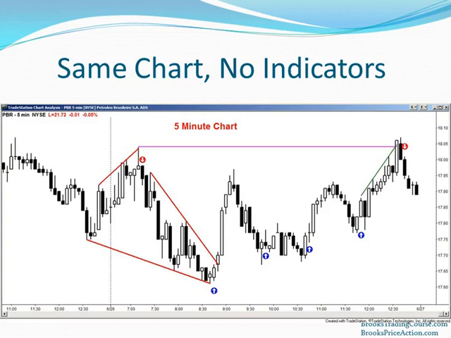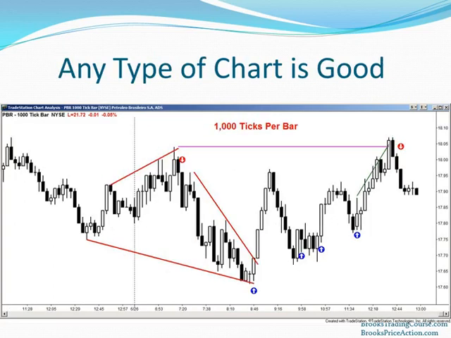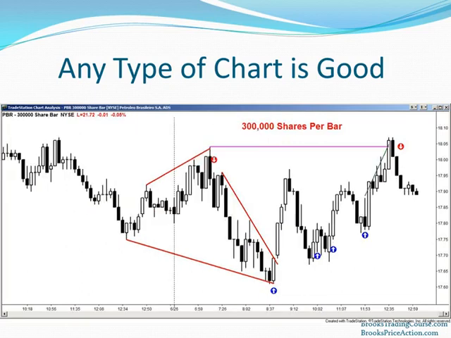And you don't have to look at the 5-minute chart. You can look at any kind of a chart. For example, here's the same chart where there's 1,000 ticks per bar, and the overall shape is still the same. The price action is still the same. Okay, here's another version of the chart where there are 300,000 shares per bar. And again, the price action is the same.